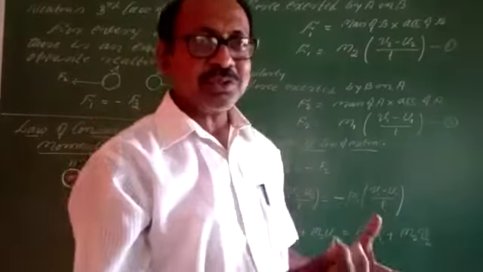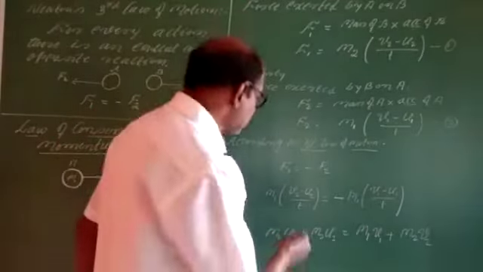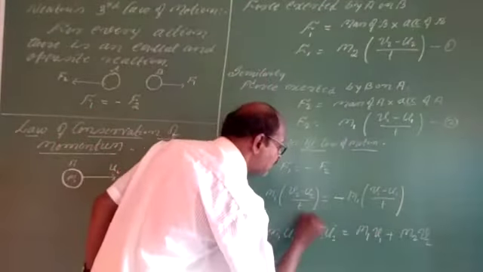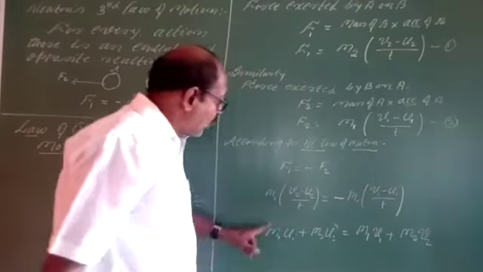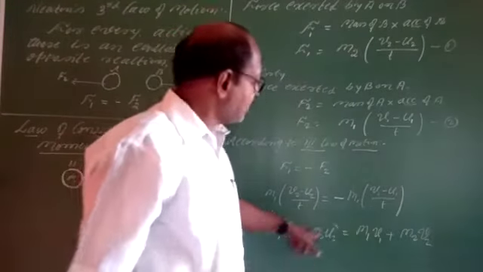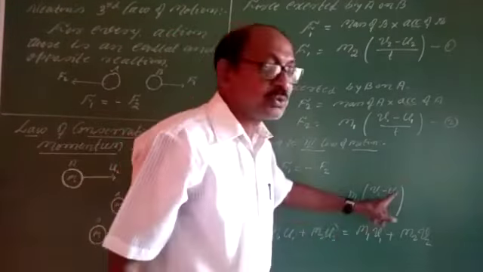So what is the conclusion of this? This side is termed as the initial momentum. Mass into velocity is nothing but momentum here. So this is the initial momentum. And this is termed as the final momentum.